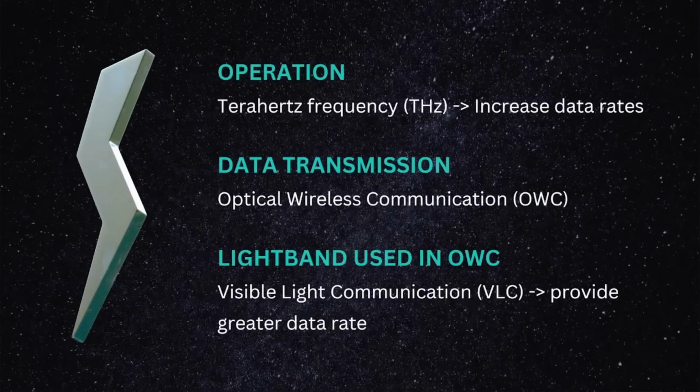It operates on terahertz frequency for enabling data rates up to terabits per second. These networks will use optical wireless communication for data transmission. Visible light communication uses light bands in the communication in order to provide better performance.